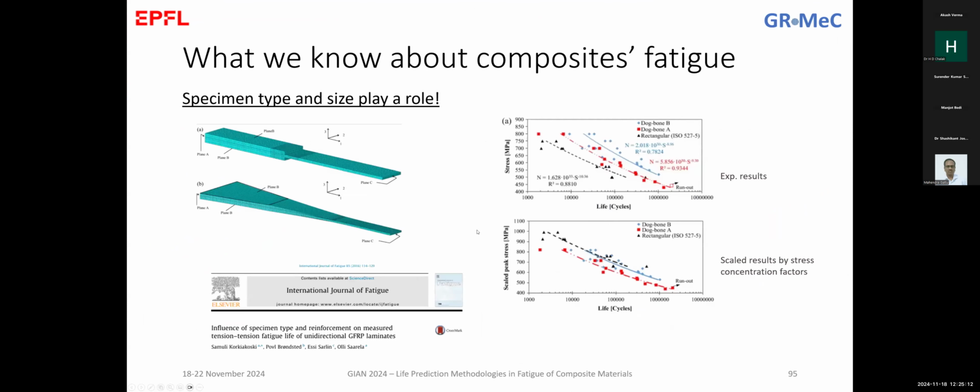We also know that specimen types and size play a role. This is a work from the group of Brøndsted that investigated this, and they showed that there is an effect of the specimen because of the stress concentrations at the loading boundaries, and also the stress concentrations during the transition between the loading boundaries and the region where the material fails.